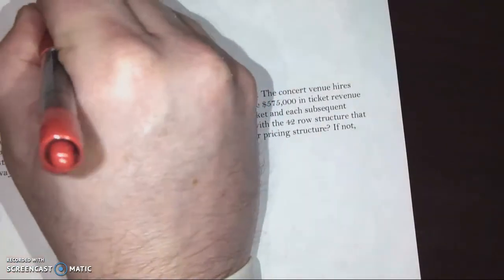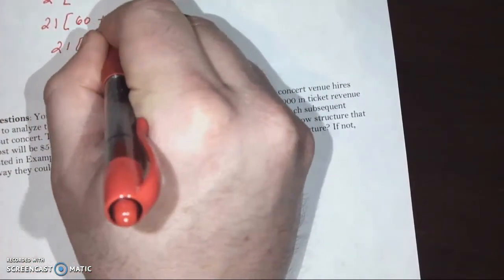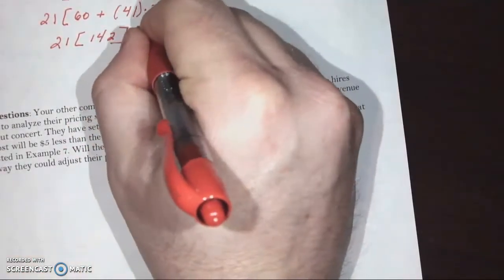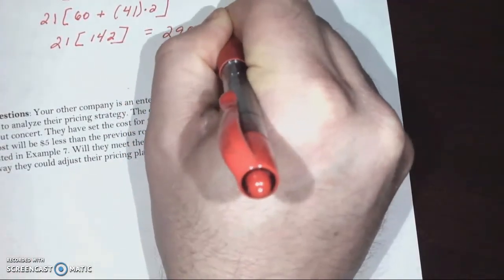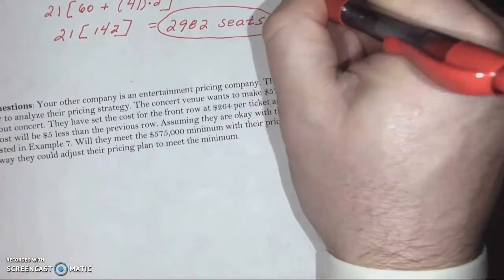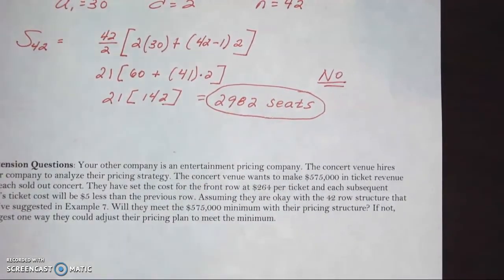All right, so 21 times 60 plus 41 times 2. So we got 21 times, this is 82 plus 60 is 142. And 21 times 142 is 2,982 seats. So no would be our answer. We cannot accommodate that, not from what our construction company sees with how much land is to be built.